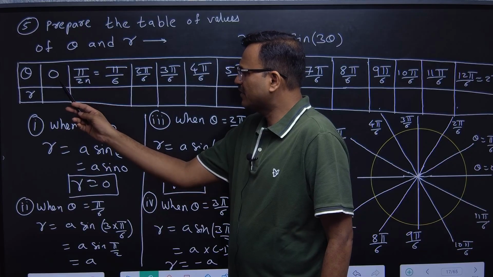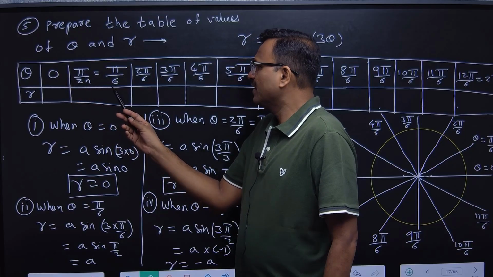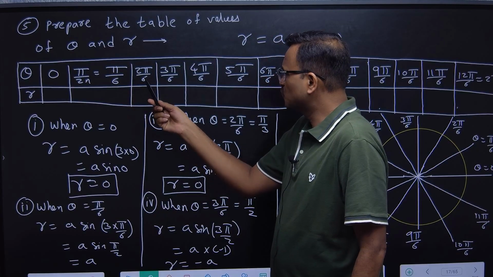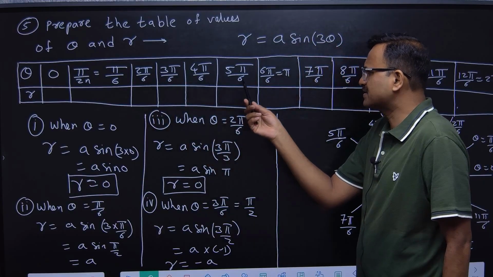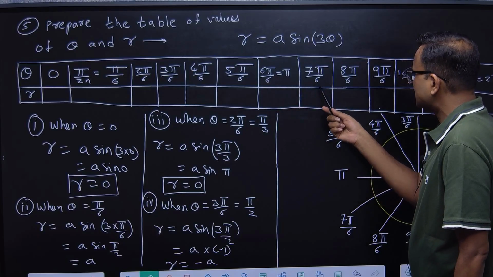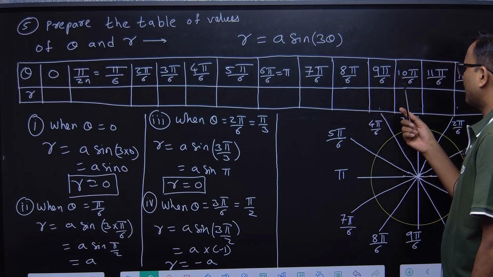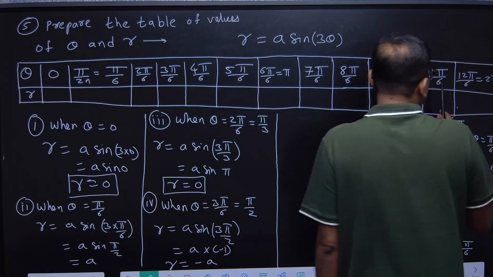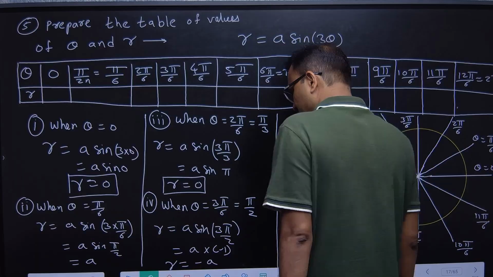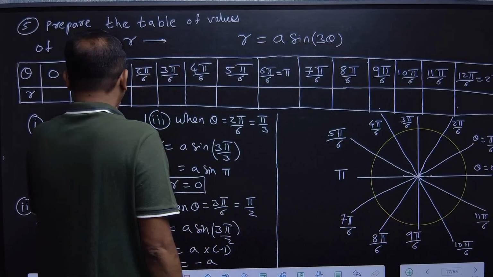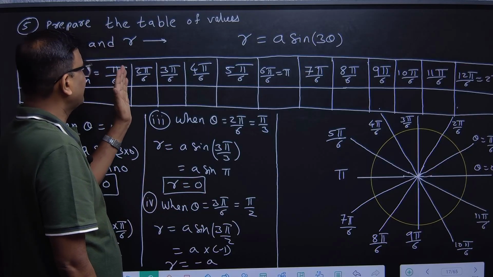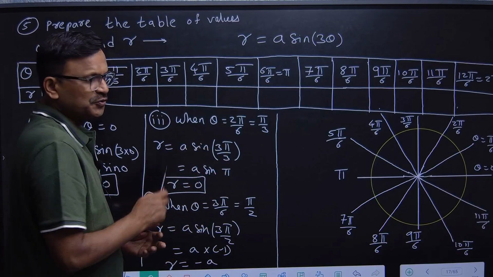See, the first value of theta we have taken is 0. Second is pi by 6. Then we take the multiples of these values. Multiples of pi by 6, that is 2 pi by 6, 3 pi by 6, 4 pi by 6, 5 pi by 6, 6 pi by 6, 6 gets cancelled, becomes pi, 7 pi by 6, 8 pi by 6, 9 pi by 6, 10 pi by 6, 11 pi by 6 and 12 pi by 6. That is nothing but 2 pi. So we take the values of theta from 0 to 2 pi. The second value we have taken as pi upon 2n, that is pi by 6 in this case because n is 3, and then we have taken multiples of pi by 6 till we get 2 pi.